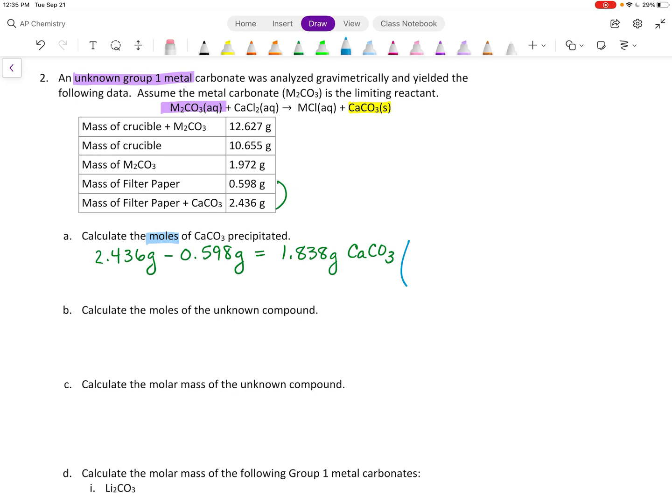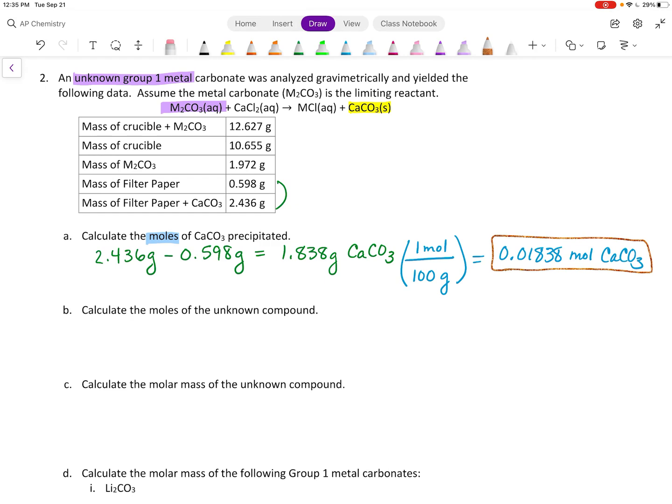We're going to use the molar mass of calcium carbonate. I'm going to round this value. It's approximately 100 grams for every 1 mole of calcium carbonate. And so that gives us 0.01838 moles of CaCO3.